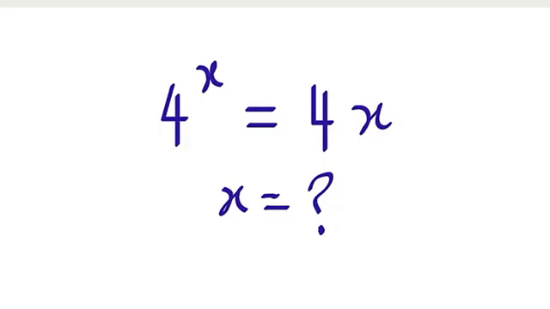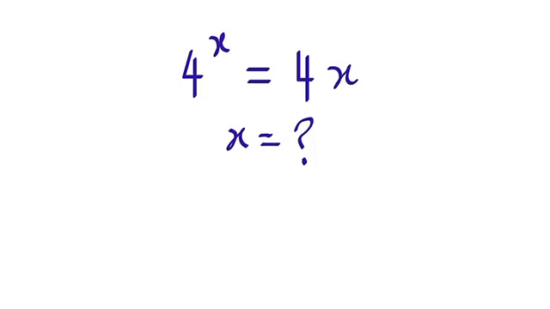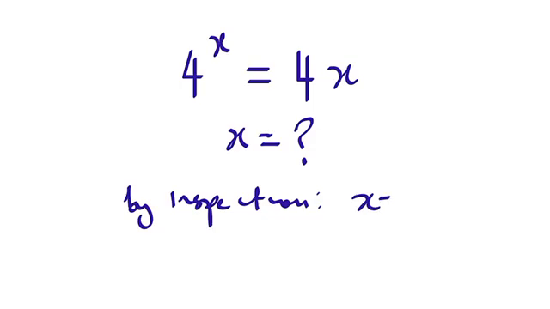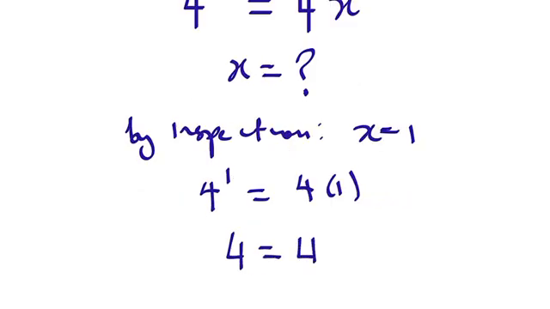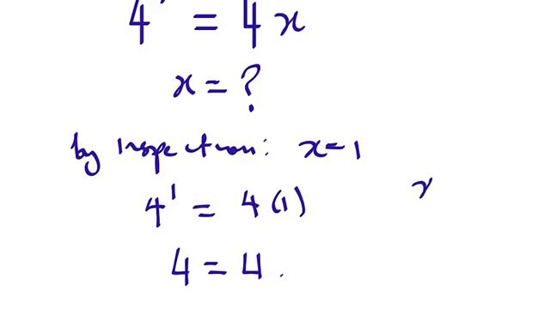So we are going to be having three solutions here. Now the first set of solutions, by inspection, when x equals 1, you see that we have 4 to the power of 1 equals 4 multiplied by 1. So 4 equals 4. Therefore x equals 1 is the solution, and that belongs to the set of integers. Good.